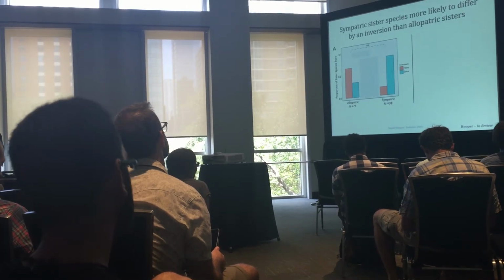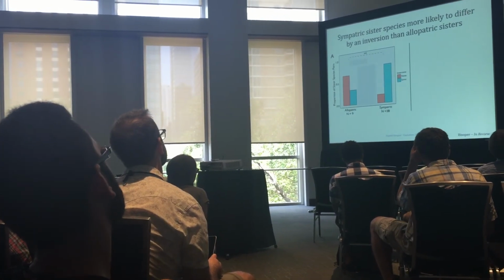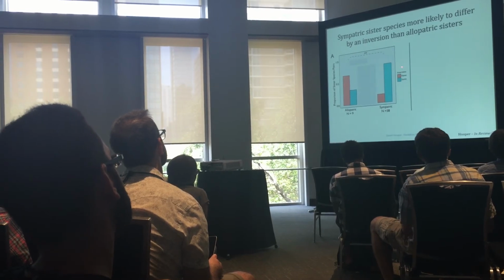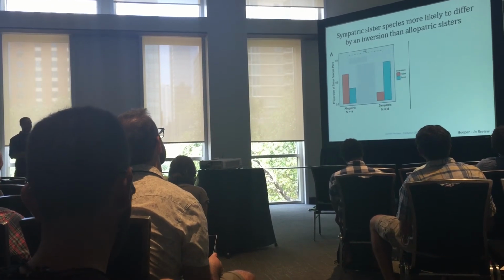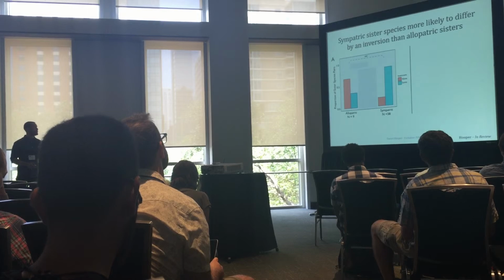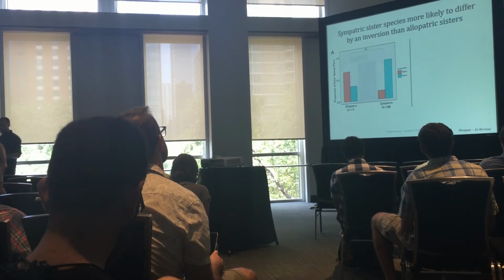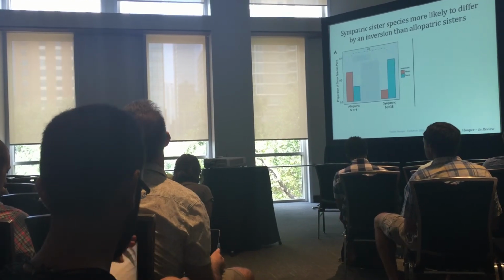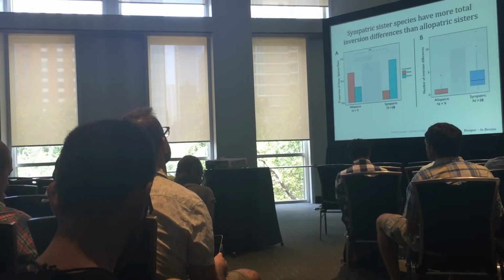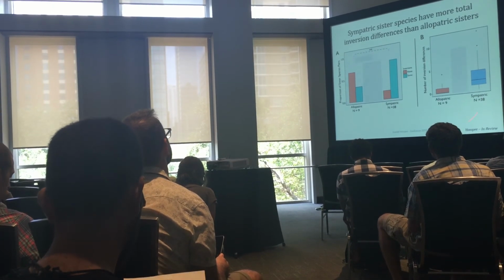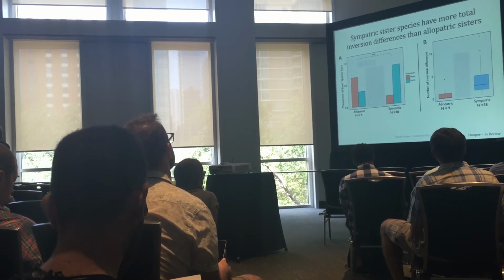And then, looking at this as a proportion, the proportion of sister taxa that have an inversion and don't have an inversion, you can see that sympatric sister species are significantly more likely to differ by inversions than allopatric ones, and to have more total inversion differences than allopatric ones.